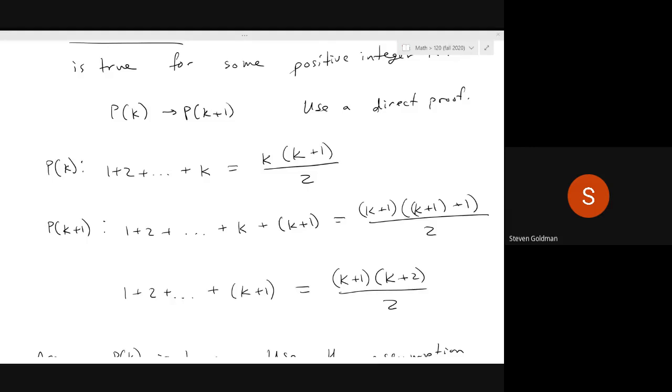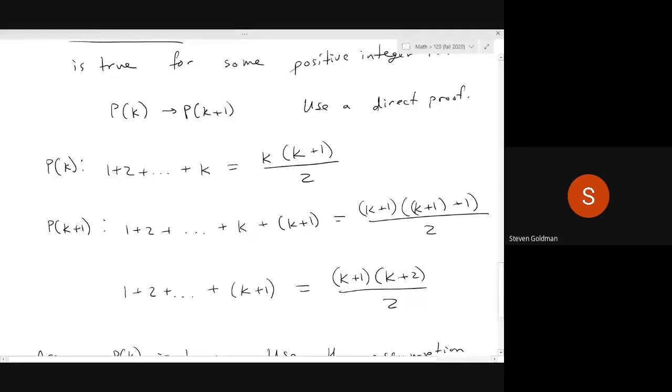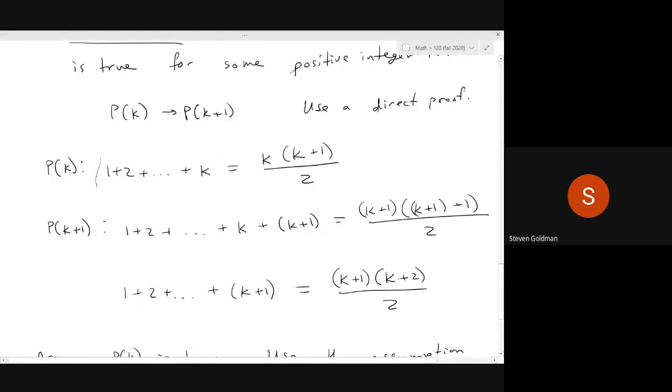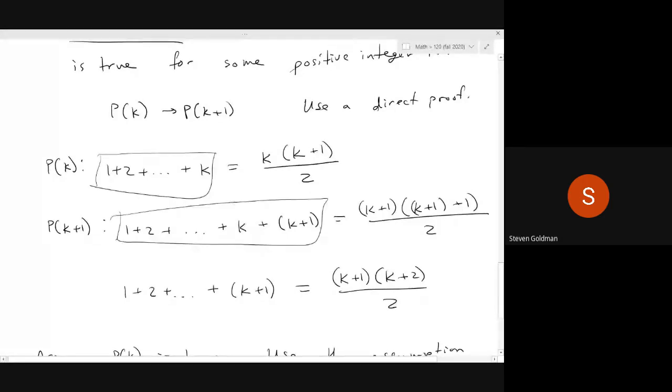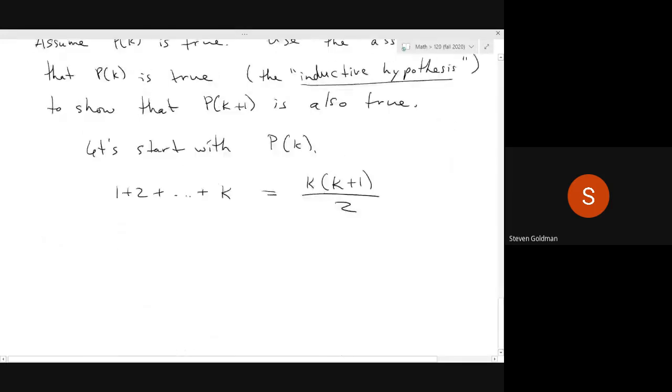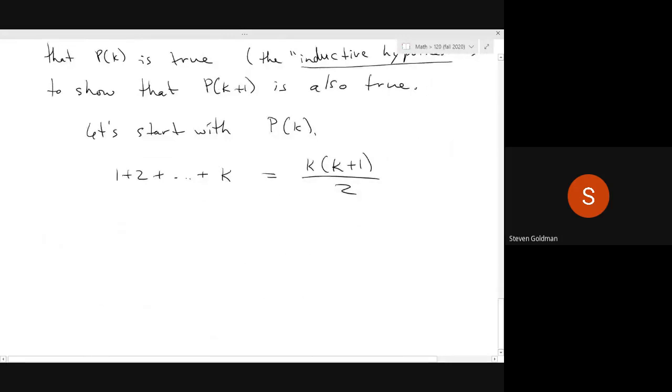Yeah, that's right. You have to add k plus 1, okay? Looking at just the left-hand sides of p of k and p of k plus 1, to go from p of k to p of k plus 1, I've got to add k plus 1. Okay, that's the only difference. So that's what I'm going to do here. I want to get to p of k plus 1.